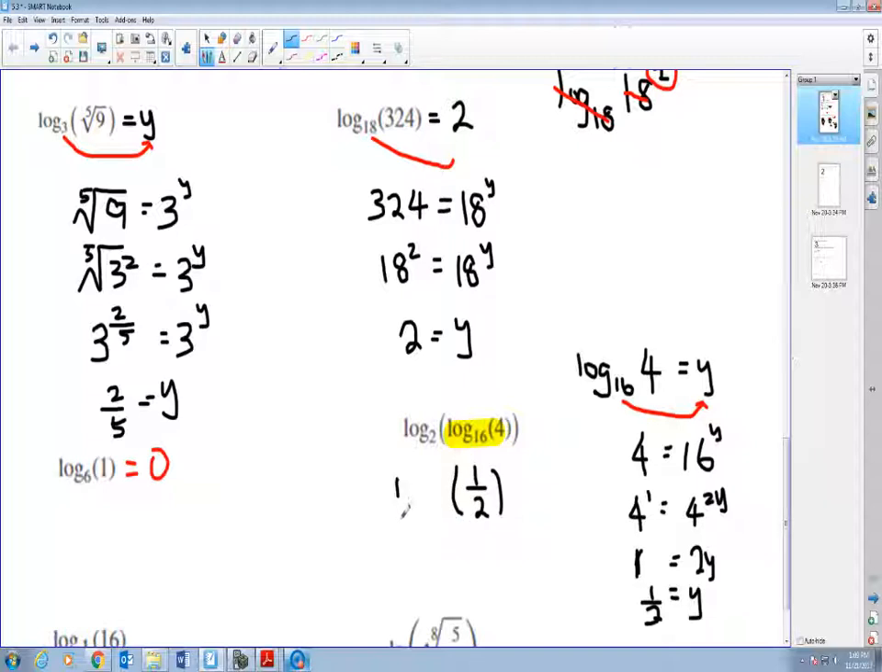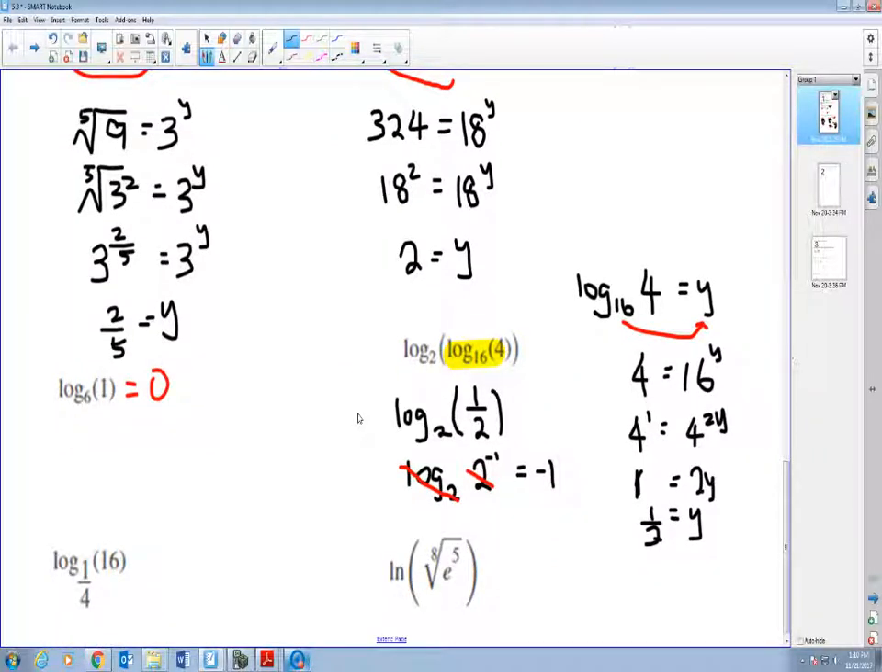Alright, and this is log with the base 2 of 1/4. I can set this equal to y and bring the base over, or I can just look at this and say, well, if I flip my base 2 back up to the other side, I can get log with the base 2 of 2 to the negative 2 power. So in a way, log with the base 2 of itself kind of cancels out. So my answer will just be negative 1. Okay, so the final answer for this problem will be negative 1. Alright.